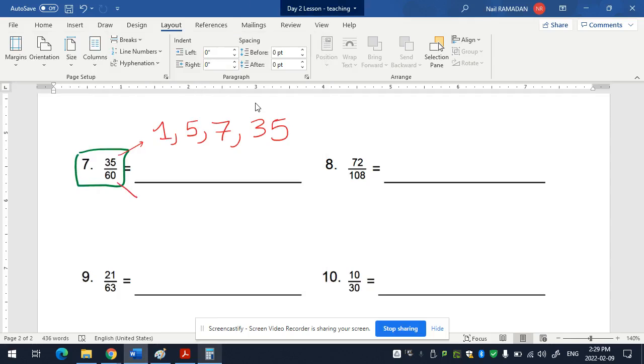All right. 60. Everyone? 60. 1. Do you think 2 works? Is 60 an even number? Yeah, it ends in a 0. Do you think 3 works? Come on. 60 is like 6, right? If 6 divides by 3, 60 also divides by 3. All right. Do you think 4 works? Actually it does. It gives you 15.